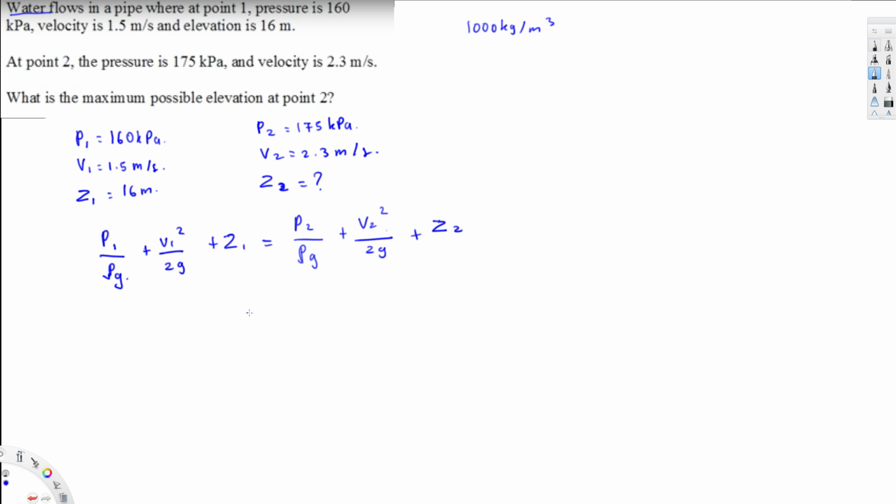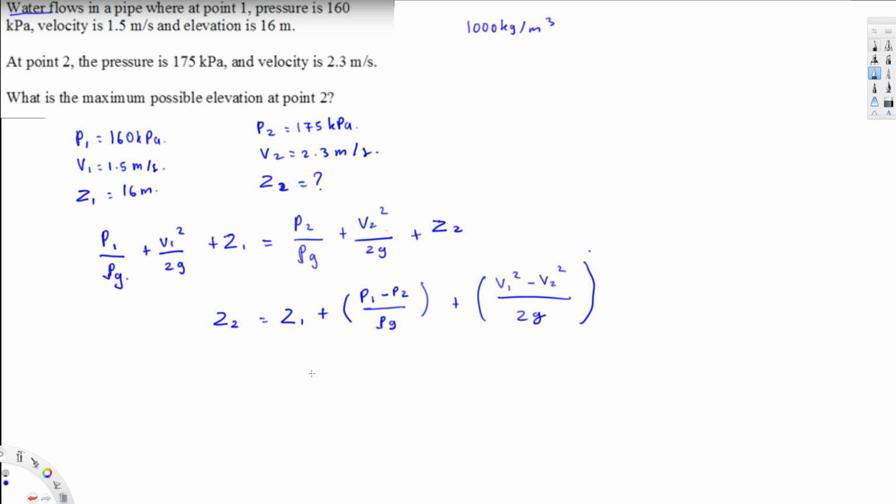So let's rearrange this equation. Z2 is equal to Z1 plus, so we have P1 on the other side, P1 minus P2 over rho G, and then we have V1 on the other side, so this is going to be V1 square minus V2 square over 2G, and that's all we have.